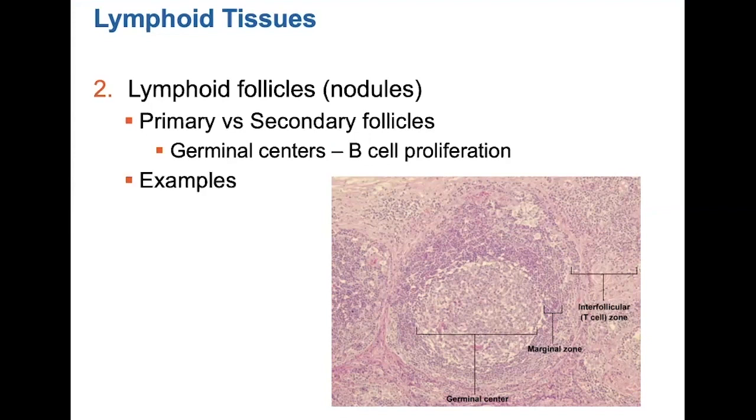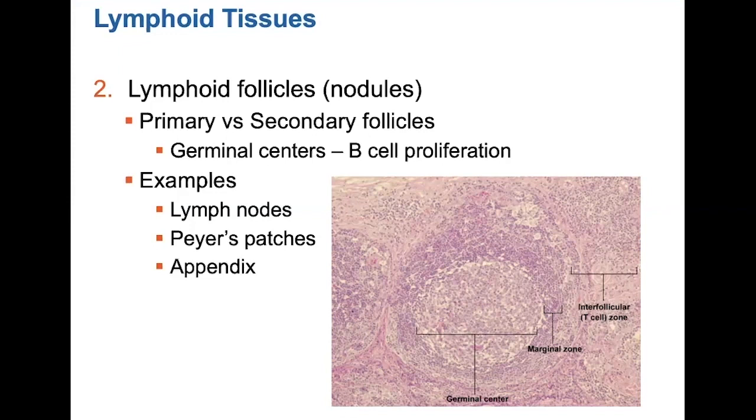Examples where follicles are found are the lymph nodes, Peyer's patches, which are located in the distal portion of the small intestine, the appendix, tonsils, and the spleen.